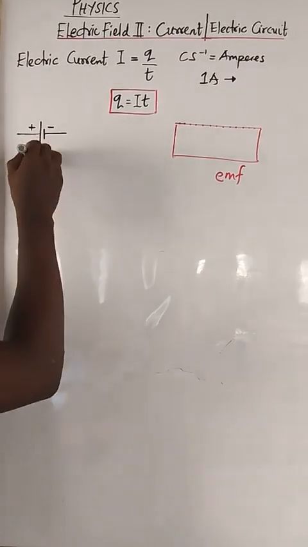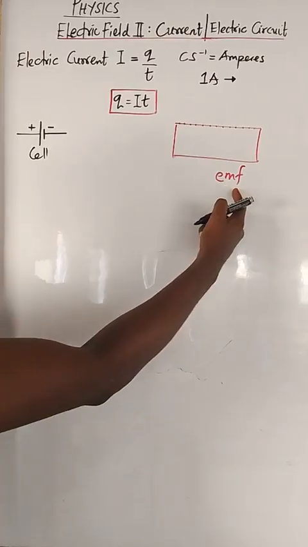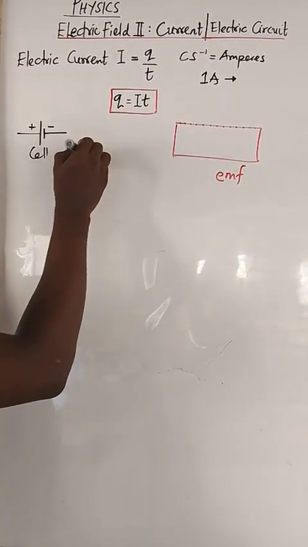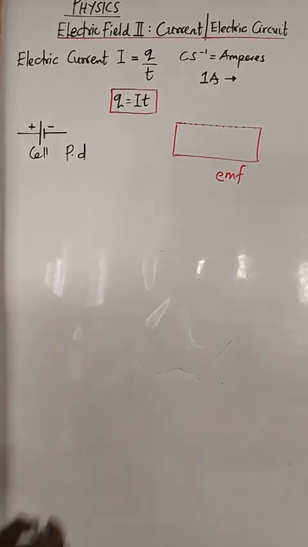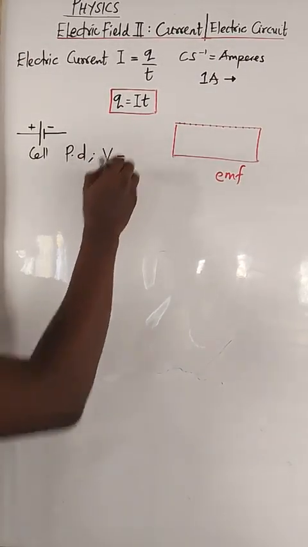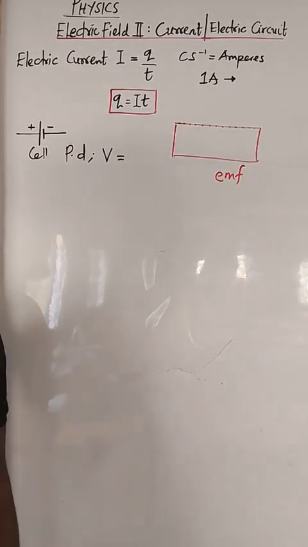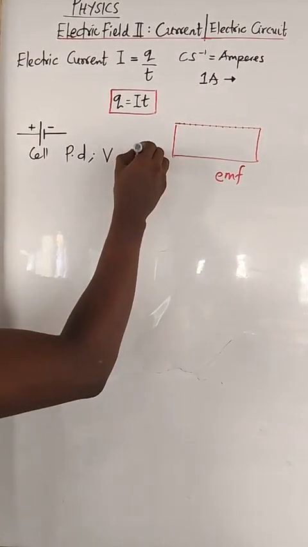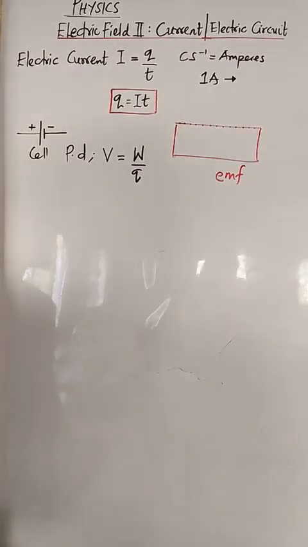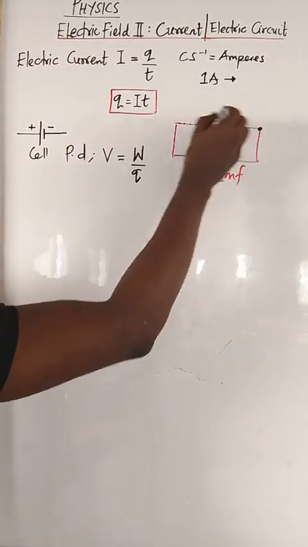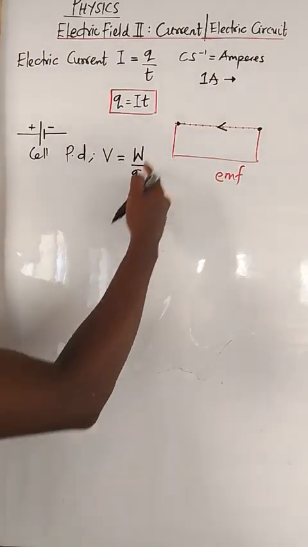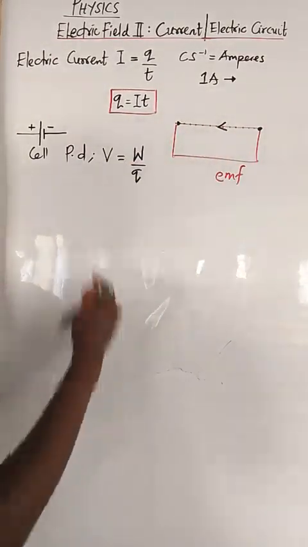So a cell is a source of EMF, electromotive force, that moves electrons. And how do they do that? By creating what we call potential difference. So I ask you, what is potential difference, V? It is actually the work done in moving a unit charge. The work done in moving a unit charge, or you can say the work done per unit charge. So to move a charge from this point to this point, the work you have to do per every charge moved from this point to this point is what we call potential difference.